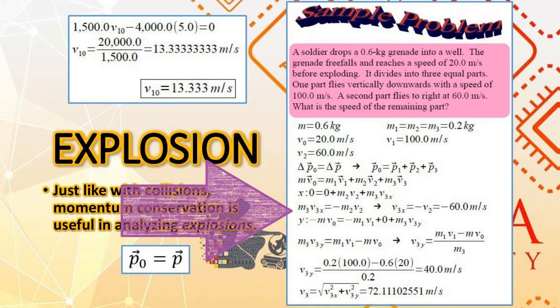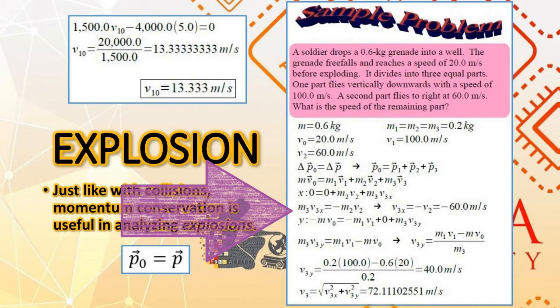Before the explosion, the object is moving at V naught equal to 20 meters per second. One part of the grenade, after it explodes, goes vertically downwards with a speed of V1 equal to 100 meters per second. And the second part flies horizontally to the right with a speed of V2 equal to 60 meters per second. What is the speed of the third, remaining part? So what is V3?